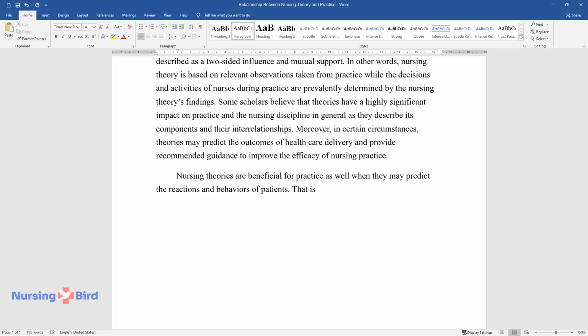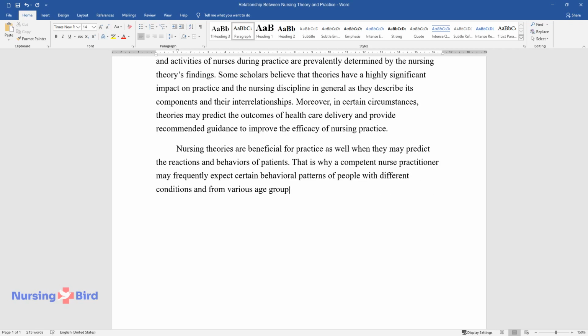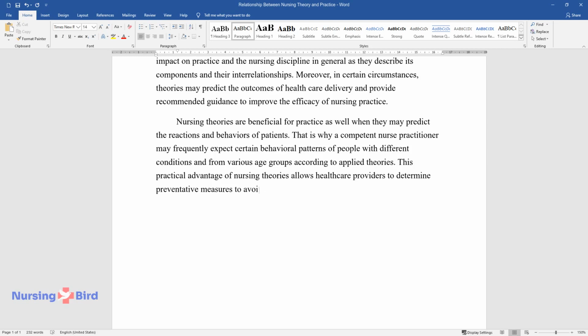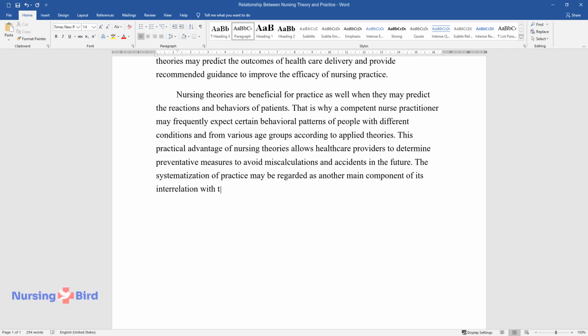Nursing theories are beneficial for practice as well when they may predict the reactions and behaviors of patients. That is why a competent nurse practitioner may frequently expect certain behavioral patterns of people with different conditions and from various age groups according to applied theories. This practical advantage of nursing theories allows healthcare providers to determine preventative measures to avoid miscalculations and accidents in the future.